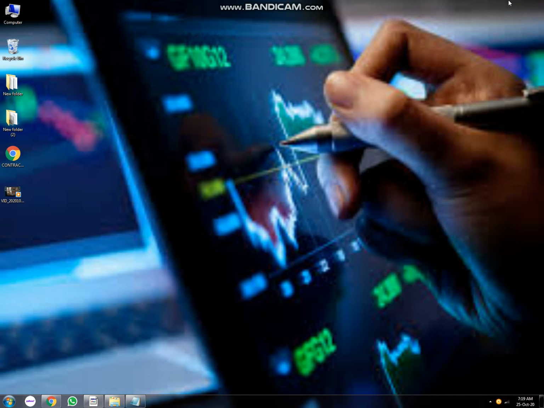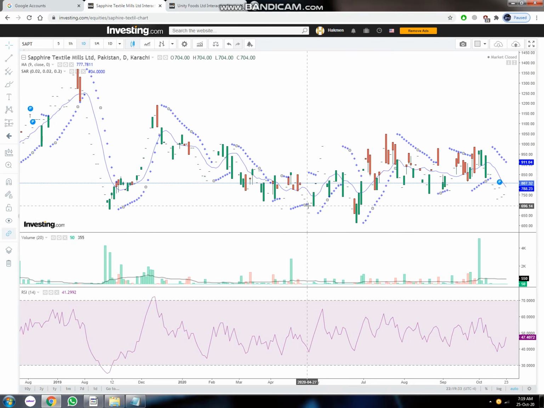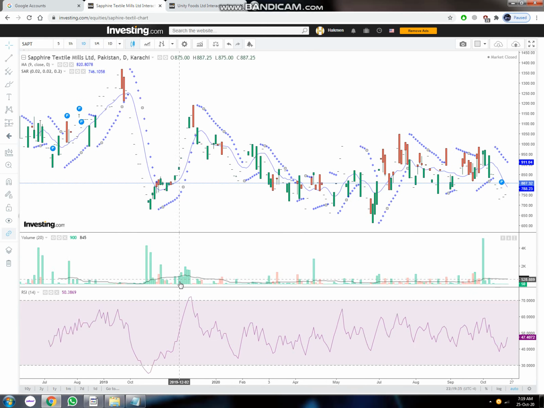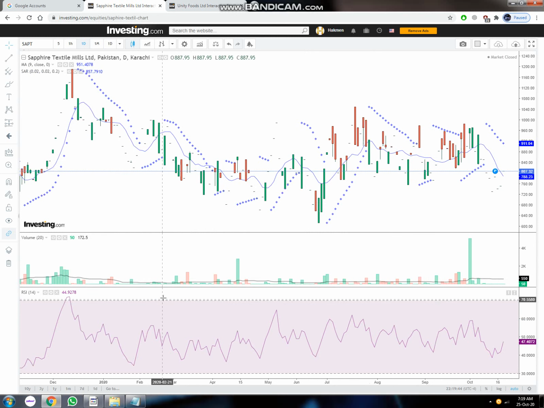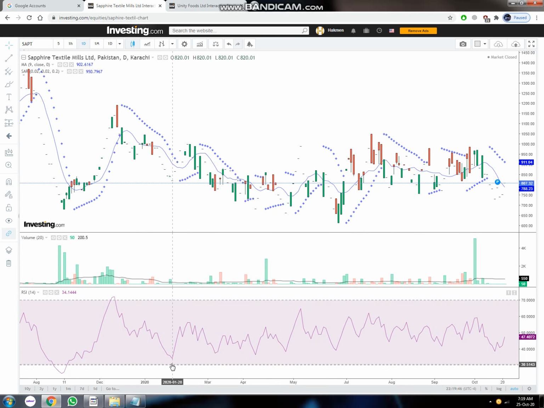This is Hakman Traders. In this video I am going to be showing you how the RSI performs at different levels, and how you can trade with the help of the RSI. So let's get started. RSI means the Relative Strength Index. It is the indicator which shows how a stock performs, whether it is overbought or oversold. For this, 70 is an overbought area and 30 is an oversold area.